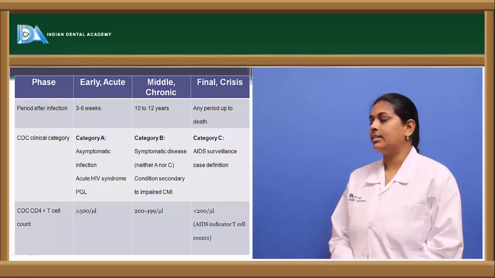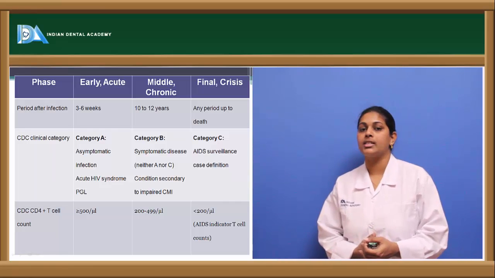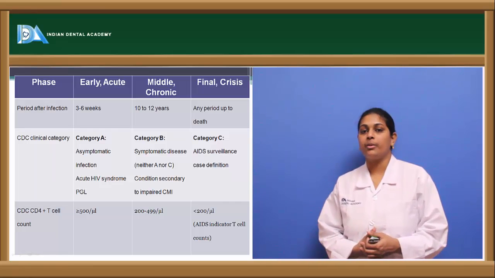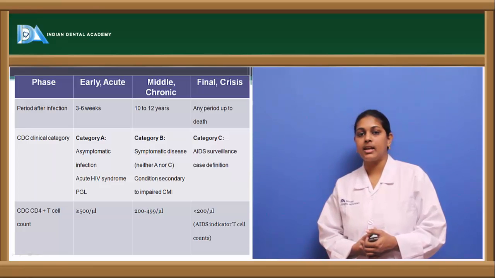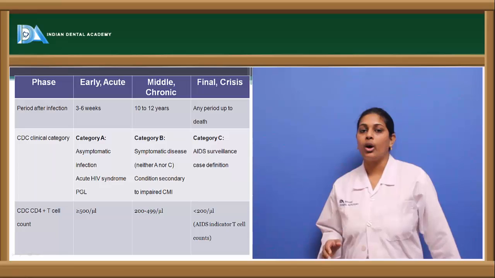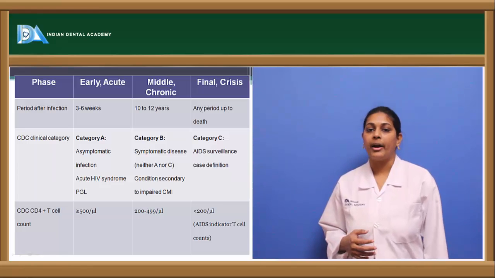And the other one, the next stage, is the middle or chronic stage. It usually ranges from 10 to 12 weeks after the exposure. We see that the CD4 plus T cells range from 200 to 499 per microliter.